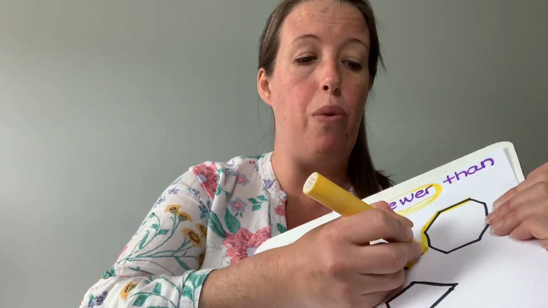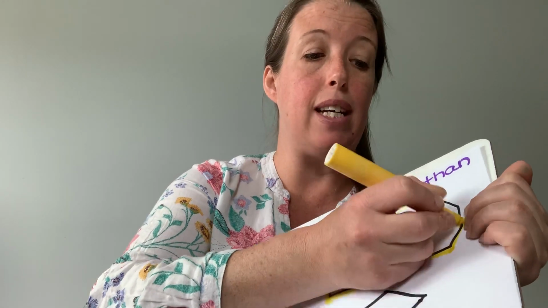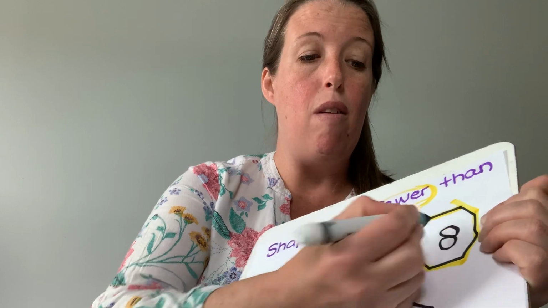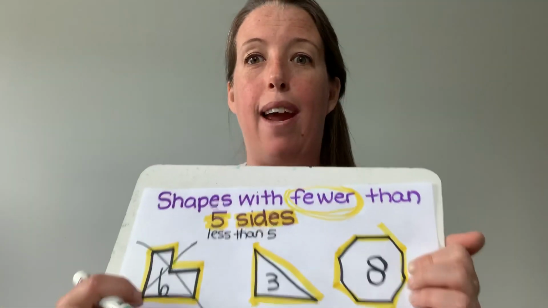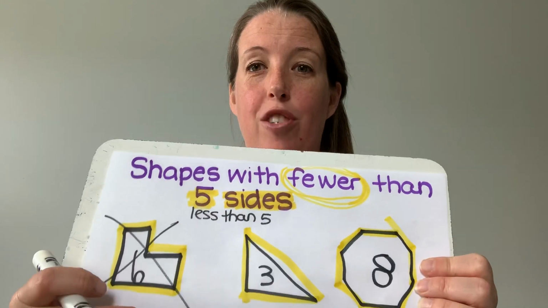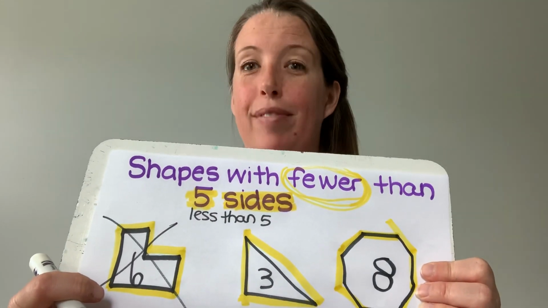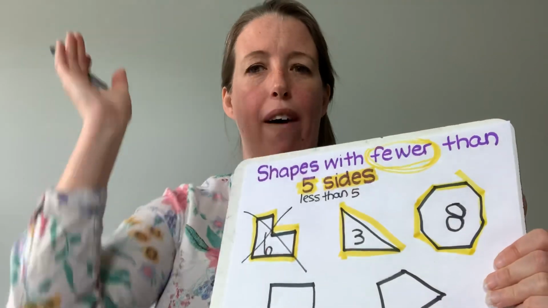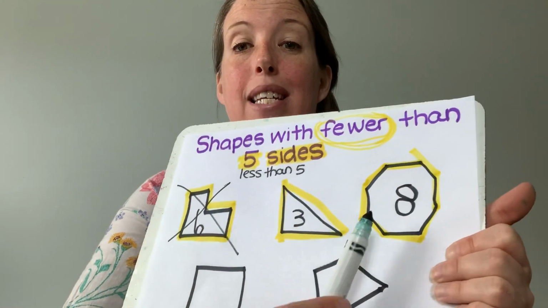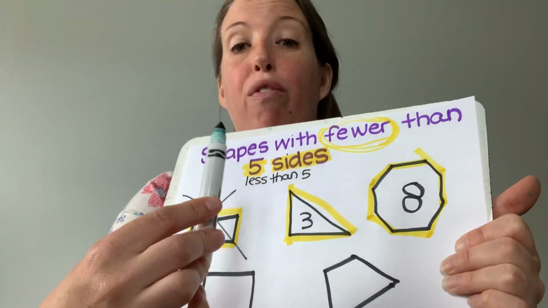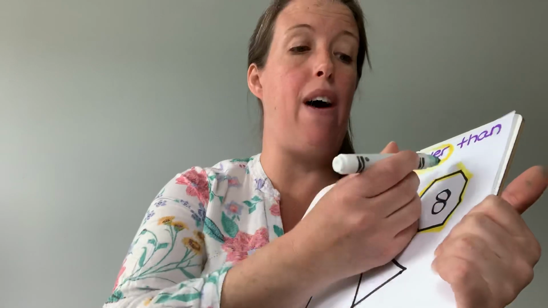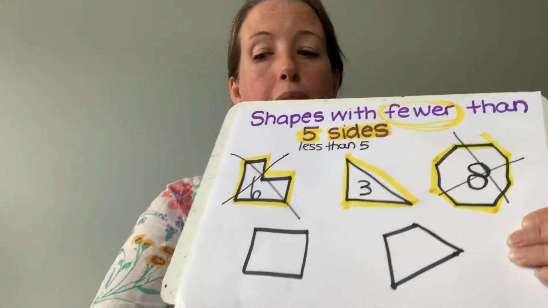1, 2, 3, 4, 5, 6, 7, 8 sides. Bonus points if you can tell me what an 8-sided figure is called. Shout it. Octagon. Give yourself a high five if you got that one. Now the question is, is an octagon a shape with fewer than 5 sides? Nope, it has more than 5 sides, so this does not fit in my heading.